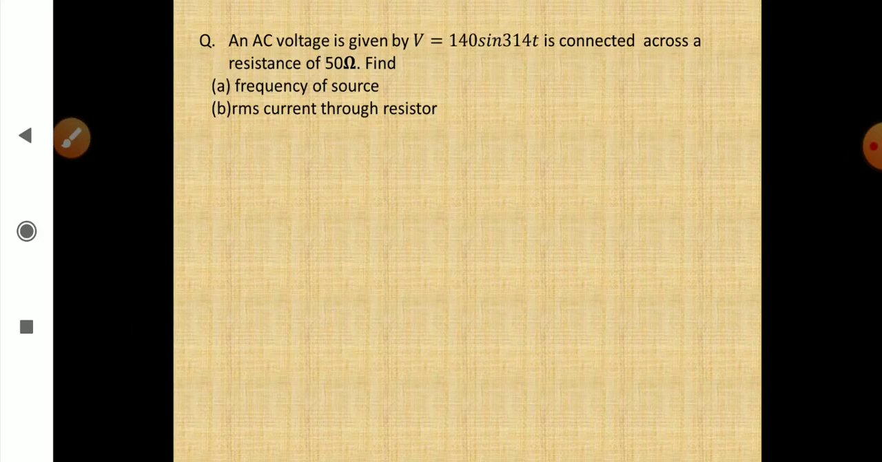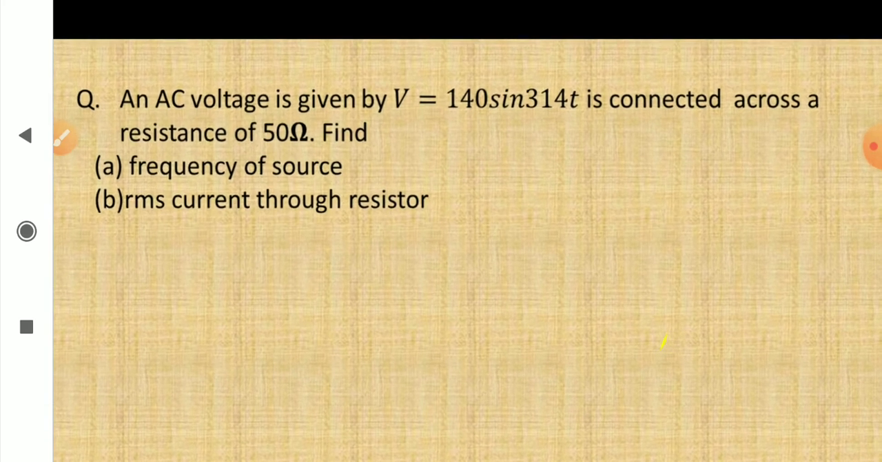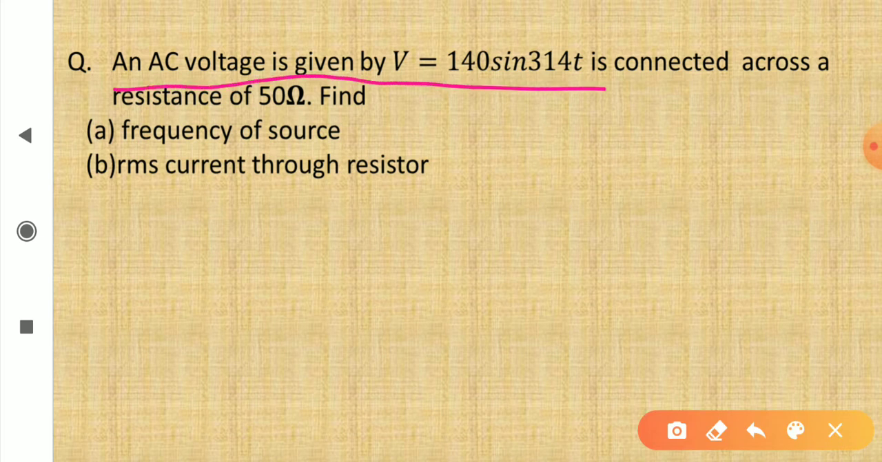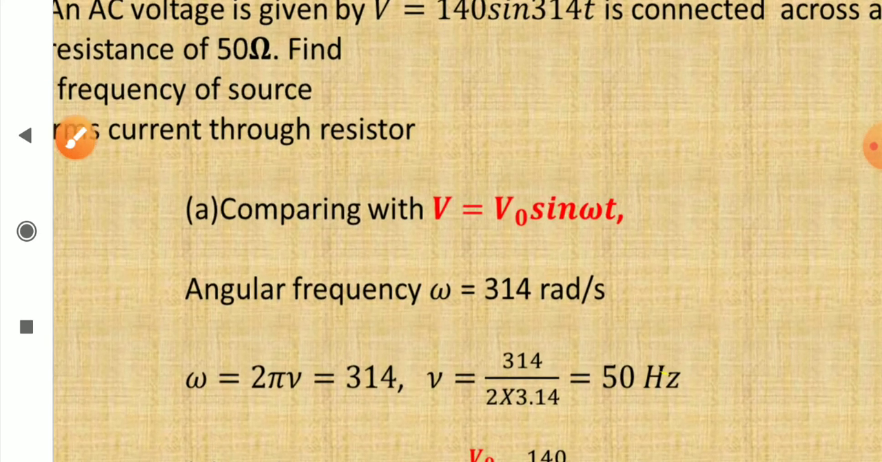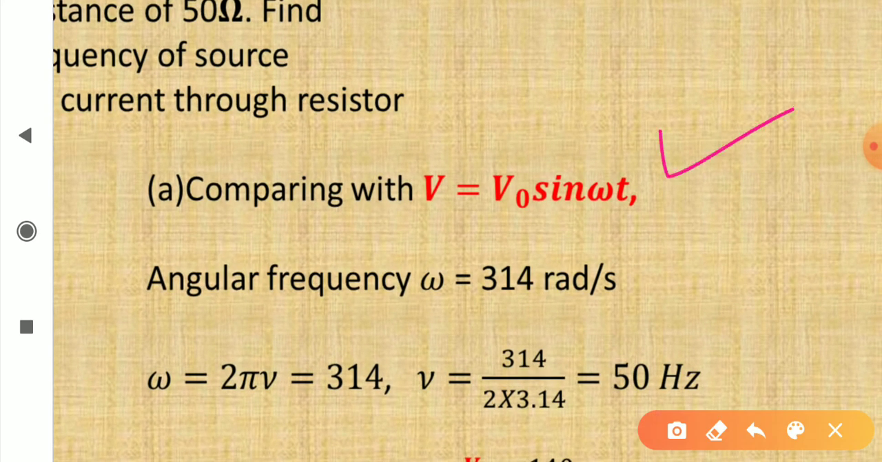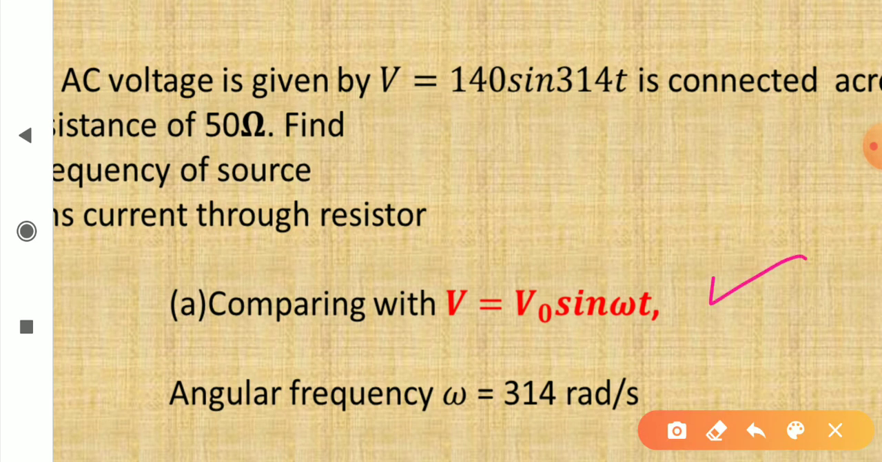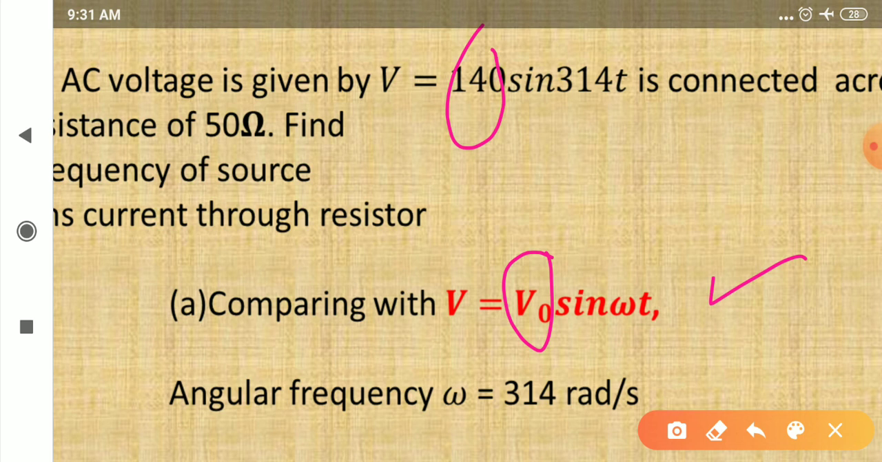And now one more problem, a board problem. An AC voltage is given by V is equal to 140 sine 314 T. It is connected across a resistance of 50 ohm. Find frequency of source, RMS current through the resistor. So here, compare this relation with standard value. Look at it. Standard equation. So you see that the value of V0 is 140 volt.